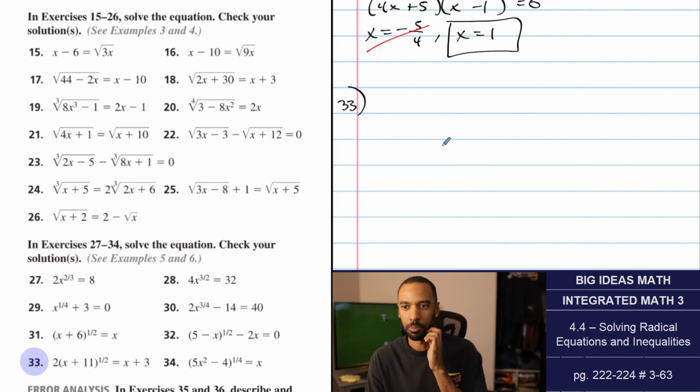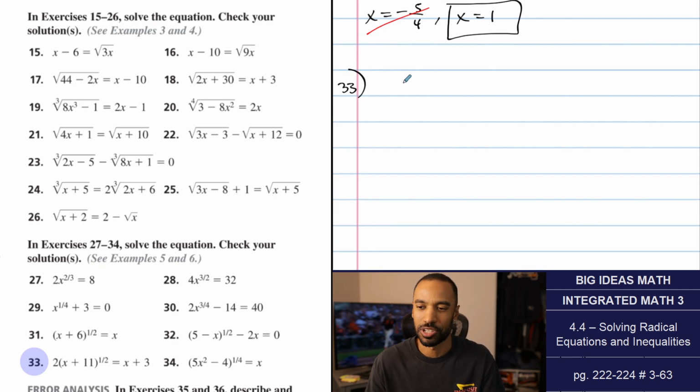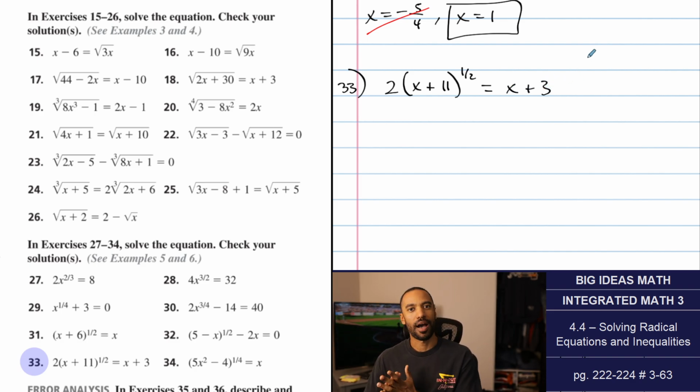Oh, this one's going to be a little bit mean. Actually, it's fine. It's just a little bit mean. 2 times (x plus 11) to the 1/2 equals x plus 3. Now, here's the thing, right? We always talk about isolating a radical.